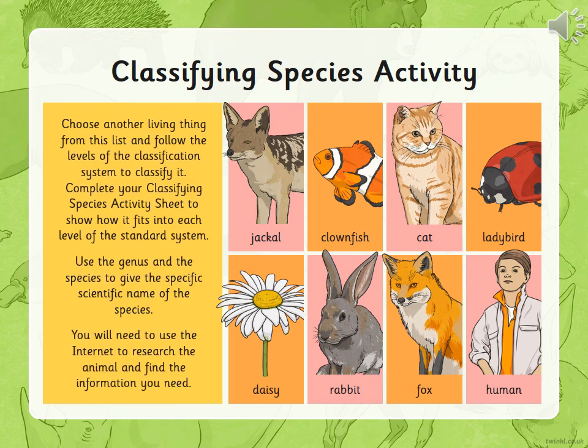Here's your main task. Choose another living thing from this list and follow the levels of the classification system to classify it. Complete your classifying species activity sheet, which is on the home learning page, to show how it fits into each level of the standard system. Use the genus and the species to give the specific scientific name of the species. You will need to use the internet to research the animal and find the information you need.